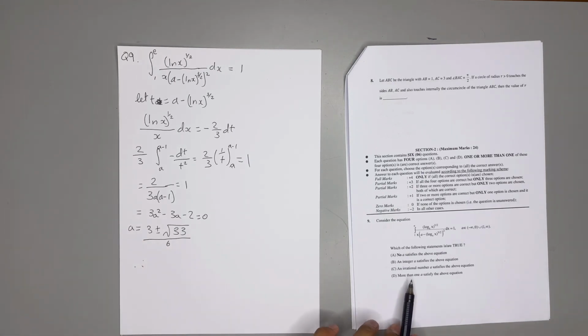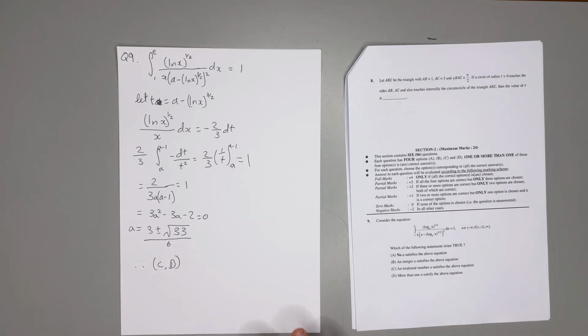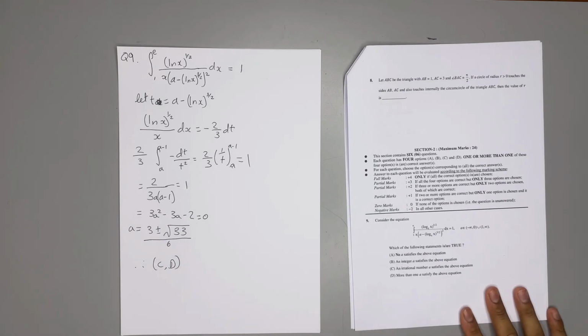Looking at these options, we have an irrational number satisfies the above equation, more than one alpha satisfy the above equation. Therefore, C and D are our final solutions. An integer, no, because we've got two solutions. A and B are gone. Question 9 done. Let's go to question 10 now.